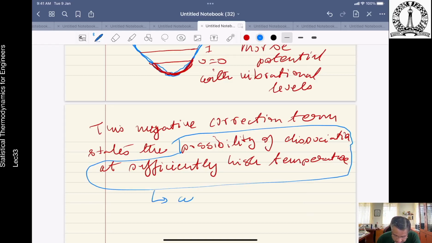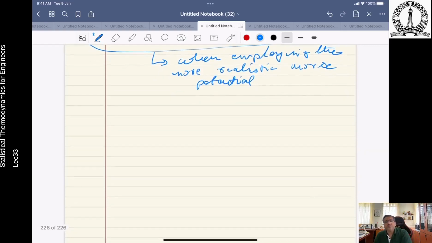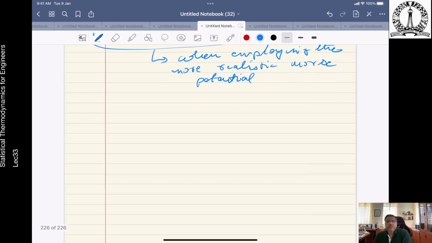When we employ the more realistic Morse potential, the spacing between the consecutive vibrational levels actually decreases with higher vibrational quantum numbers. This behavior is quite a straightforward, robust manifestation of the correspondence principle.